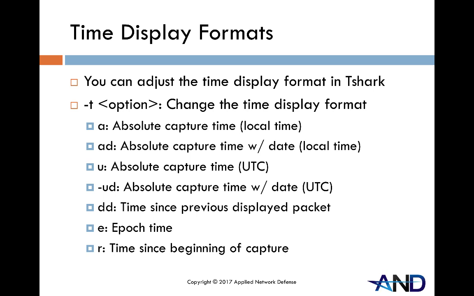Say maybe you want it in UTC time. You can do -t u for absolute capture time in UTC. You can specify epoch time, time since beginning of the capture, time since previously displayed packet, a lot of these various options. You can do any of these, all the same ones you can do within Wireshark itself.